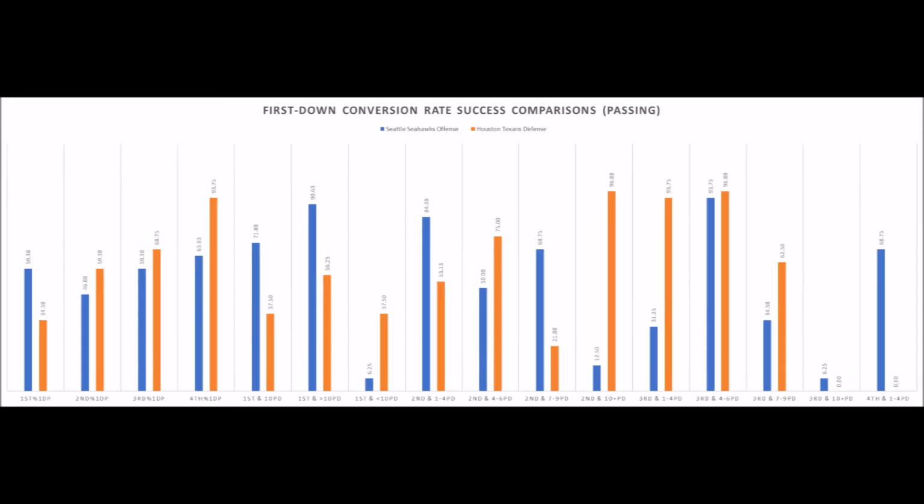Then you look at the Seahawks offense versus Texans defense when it comes to passing downs. More so favors the Texans defense in terms of second down situations and third down situations. So definitely in the Texans' favor here.